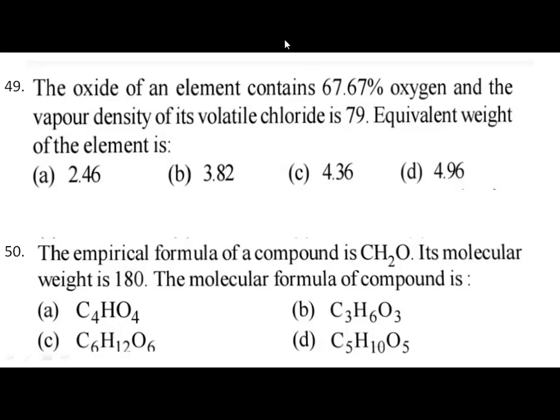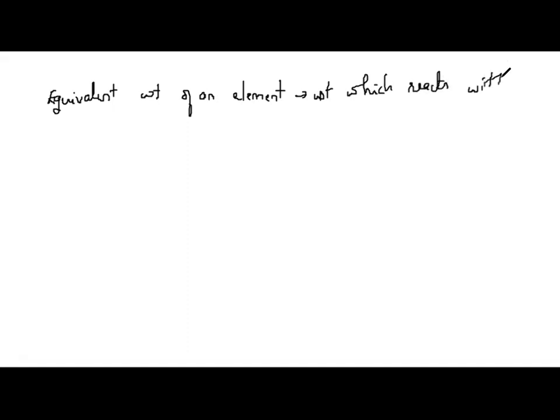Okay, let us see. They have asked us to find the equivalent weight of an element. What is the equivalent weight of an element? It is its weight which reacts with oxygen. 8 is the atomic number of the element oxygen. So the equivalent weight of an element is its weight which reacts with 8 grams of oxygen to form oxide. Yes, 16 divided by 2 we do. Thus the equivalent weight of the element.